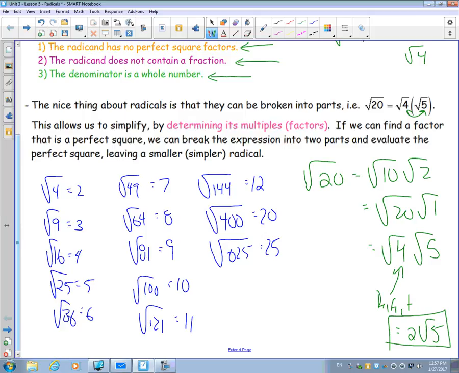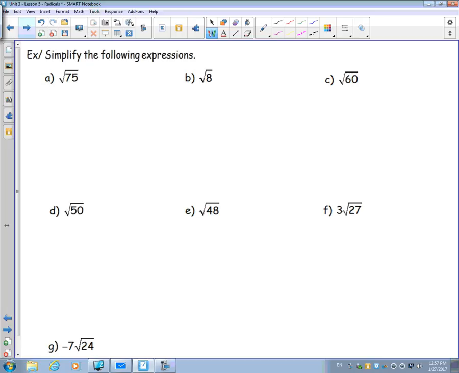Okay. So remember, our objective here again is we want a perfect part and a non-perfect part. Try and figure out the biggest perfect part possible. So let's try some. Root 75. What perfect square goes into root 75? I'm hoping that's a nice easy one to think about. Root 25 and root 3. This piece is perfect, this piece is not. But with a perfect part, I can actually calculate that. The square root of 25 is 5. So I end up with 5 root 3.